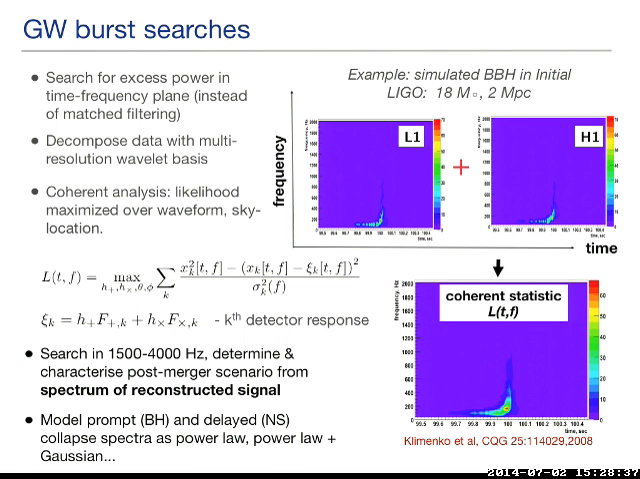In the algorithm that we use, coherent WaveBurst, the data from multiple detectors is decomposed with a multi-resolution wavelet basis, and then it carries out a coherent sum of the likelihood, which is maximized over all possible waveforms and sky locations. So it gives you a measure of detection confidence in the hotness, the heat of the loud pixels that you end up with in the time frequency maps.